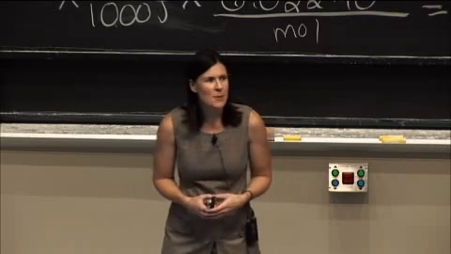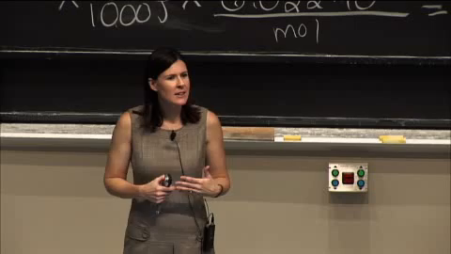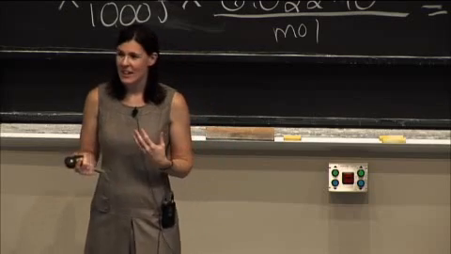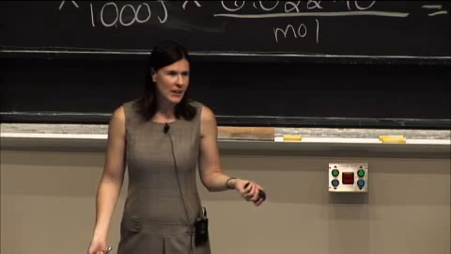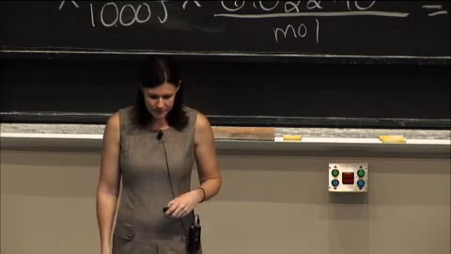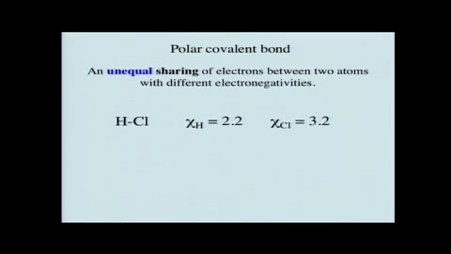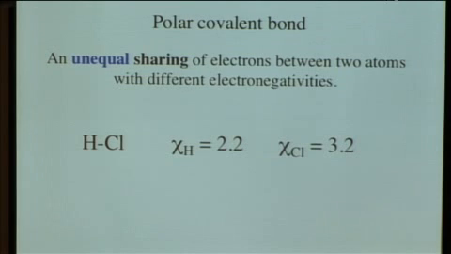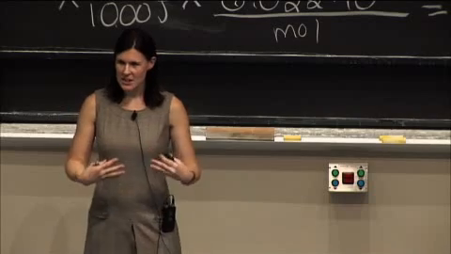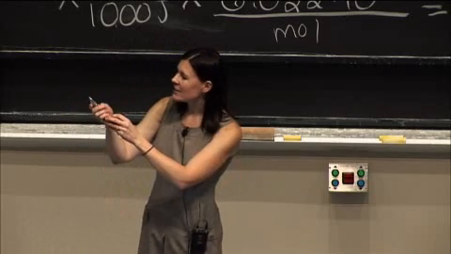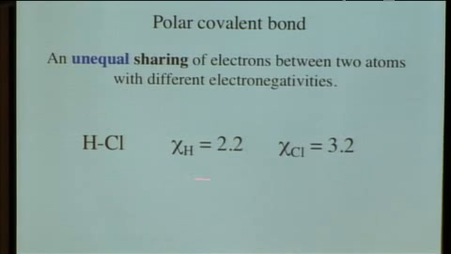This is any time you have a bond forming between two nonmetals that have different electronegativities. So for example, hydrogen chloride, HCl. The electronegativity for hydrogen is 2.2. For chlorine, it's 3.2. And in general, as a first approximation, we consider a bond polar if the difference in electronegativity is more than 0.5. So this is on the Pauling electronegativity scale.